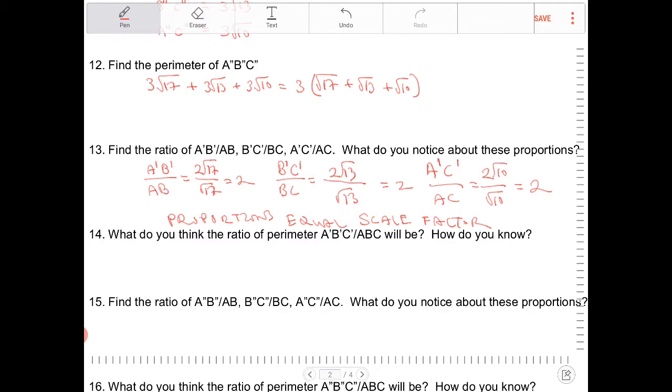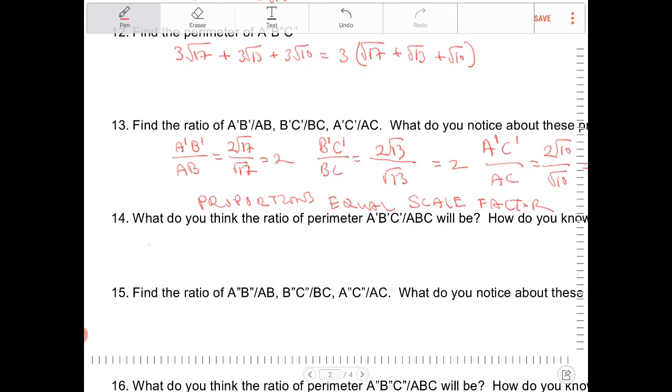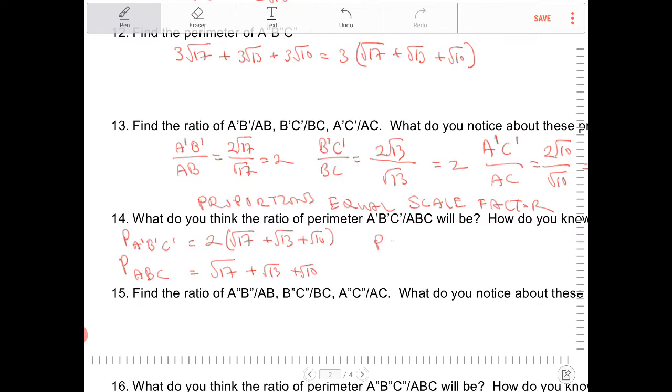What do you think the ratio of the perimeter of A prime, B prime, C prime to ABC will be? How do you know? Well, the perimeter of A prime, B prime, C prime was 2 times the pre-image. Remember that? And the perimeter of the original is this thing. So the ratio of the perimeter of the image to the pre-image will also be a factor of 2.